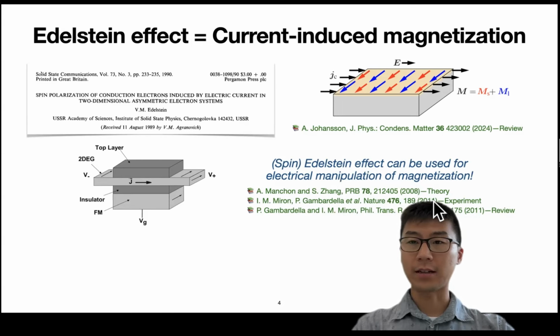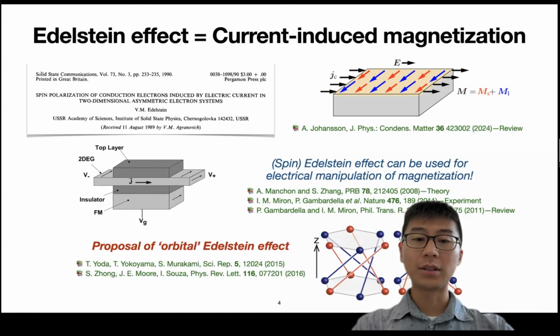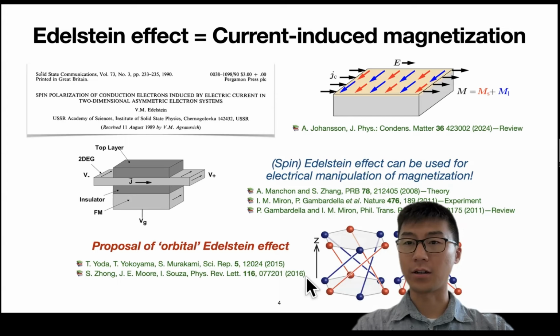But for a long time, in fact, the orbital part of the Edelstein effect has been rather overlooked. I don't know the reason, but anyway, the orbital Edelstein effect was first proposed, or rather rediscovered, in a 2015 paper by Yoda et al., by looking at helical structures. The reciprocity of the Edelstein effect was also shown in a paper by Zhong et al. in 2016. And nowadays, we have learned that there are many other systems where the orbital Edelstein effect is important and very large.